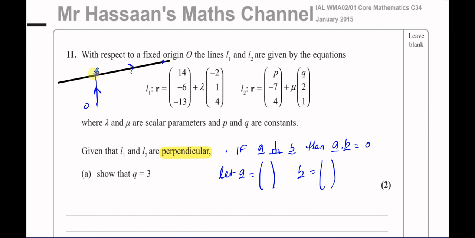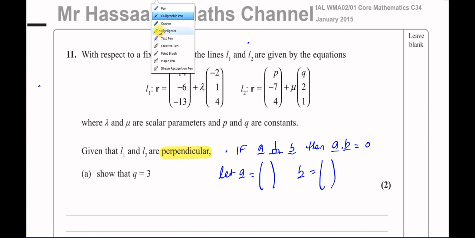If lambda is 0, you'll end up at this point. If lambda is 1, you'll end up over here. If lambda is 2, you'll end up over there, and so on. If lambda is -1, you'll end up back there. So the part of the vector which helps us to determine the direction of the vector is the part that is multiplied by the scalar parameter. So these parts are the parts that tell us the direction of these two vectors.